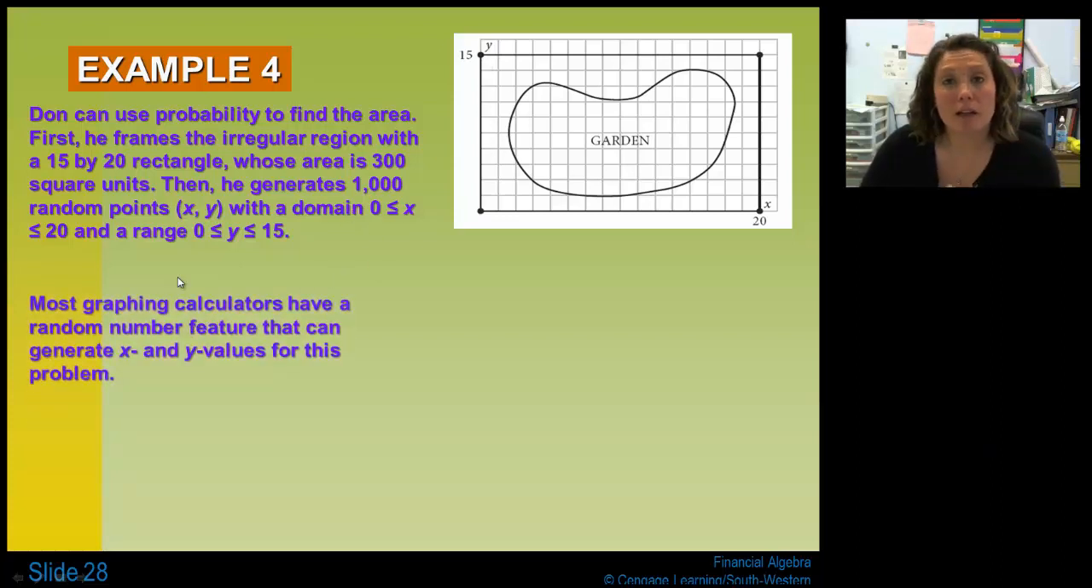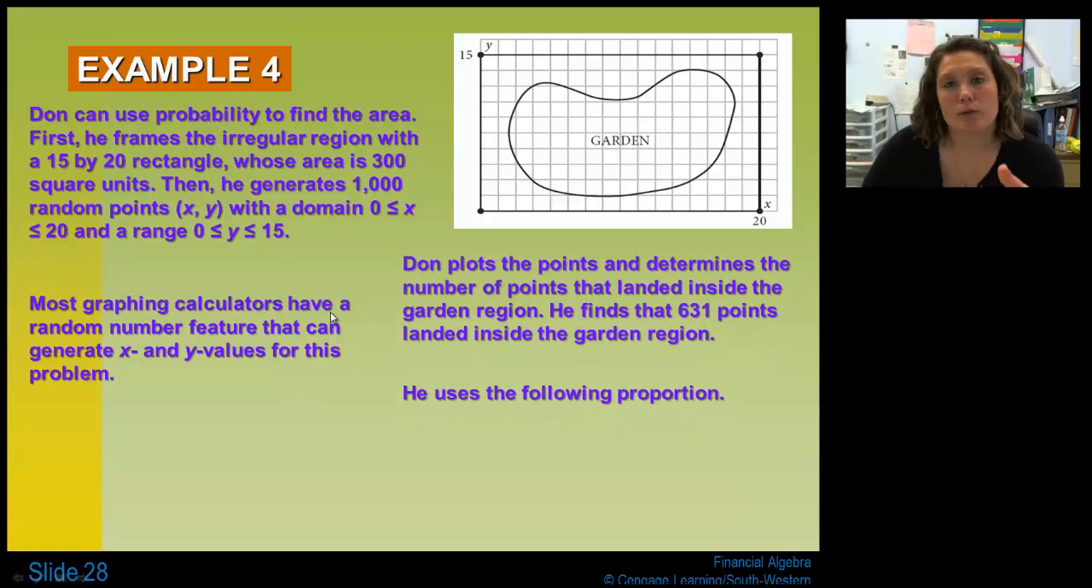Now, your calculator has a feature where it will create random numbers for you. He took all of those random points that the calculator or the computer created for him, and he plotted them and determined the number of points that landed inside the garden region. So he found that 631 were in here. He created 1,000 data points, and 630 of them landed inside this space where the garden is going to go.